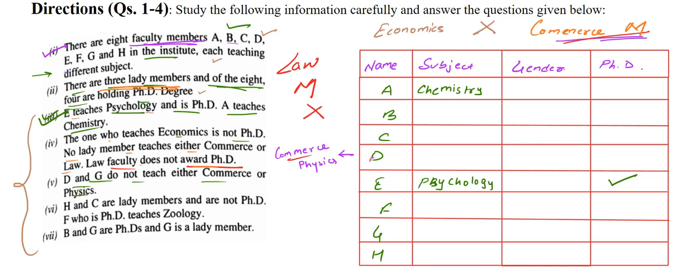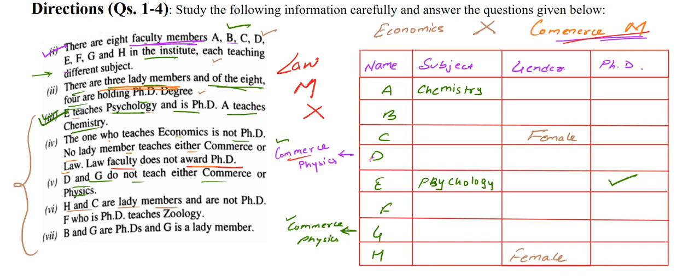Secondly, we have G also does not teach commerce and physics, so we will write that here. Remember, these points say they are not teaching these subjects, not that they are teaching these subjects. So proceeding, we have H and C are lady members. So let us write F beside H and C. So C is a female and H is also a female.